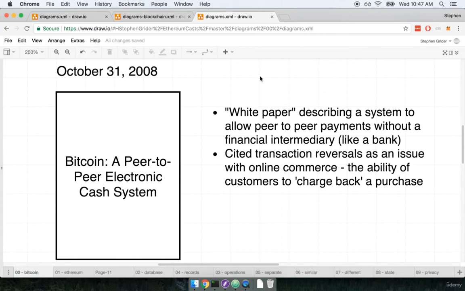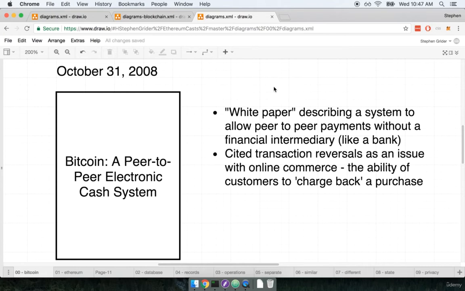Instead, this is the date of the original Bitcoin white paper. We refer to it as a white paper. It essentially was an academic paper. It was released by Satoshi Nakamoto. The paper described the creation of a system that would allow people to pay each other directly without the need for a central authority, like a bank. Out of this paper, the Bitcoin network was eventually brought online in January of 2009.